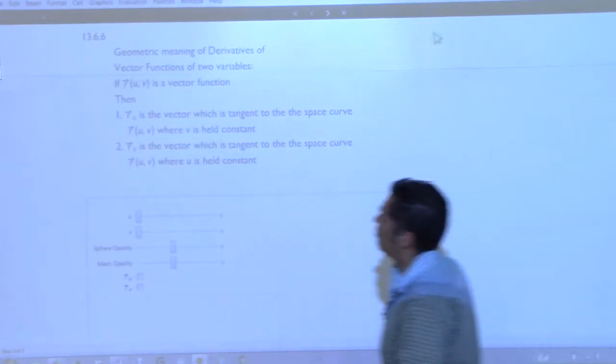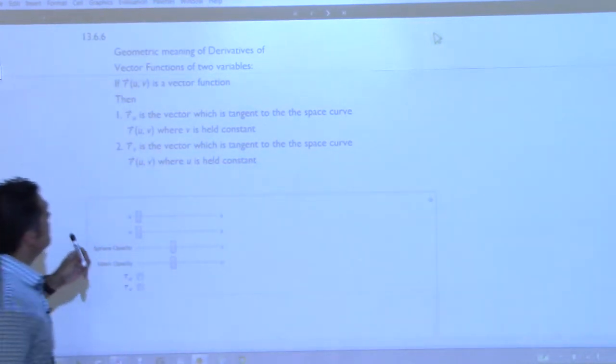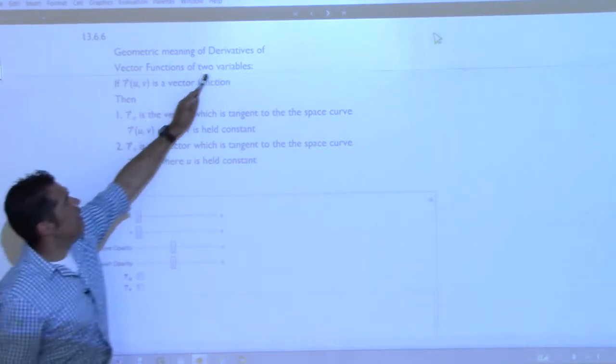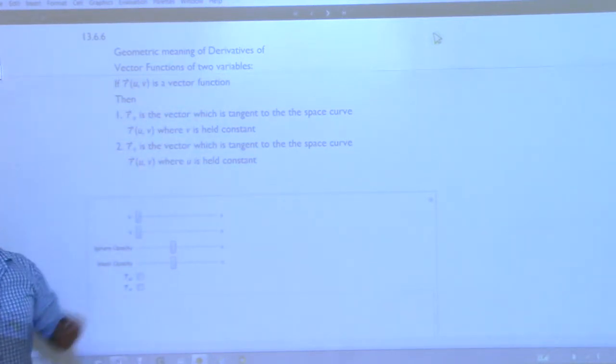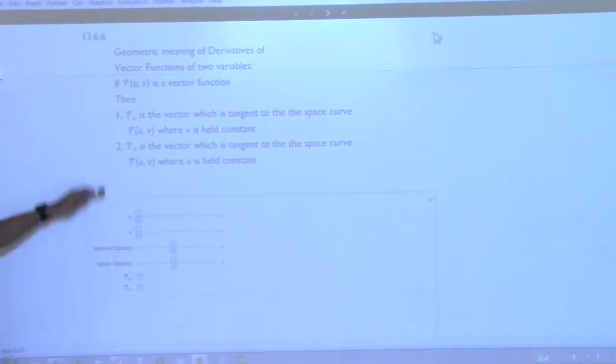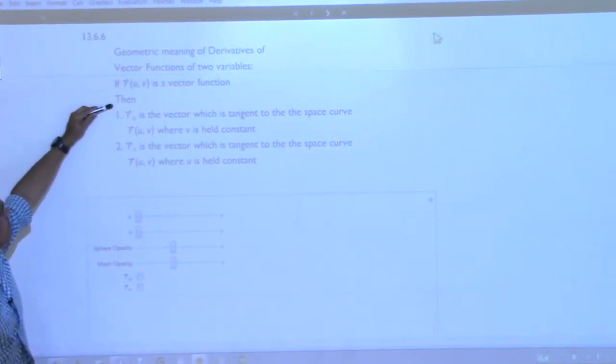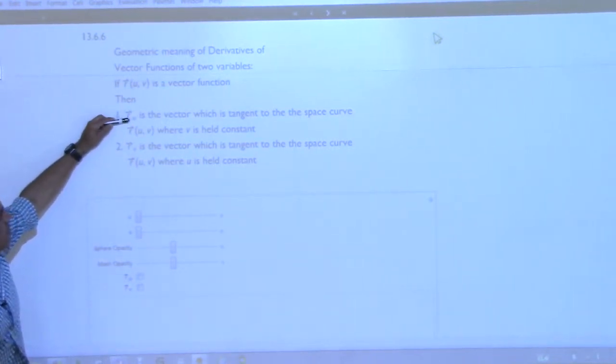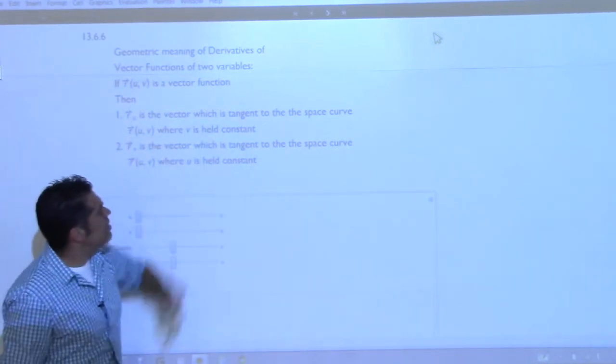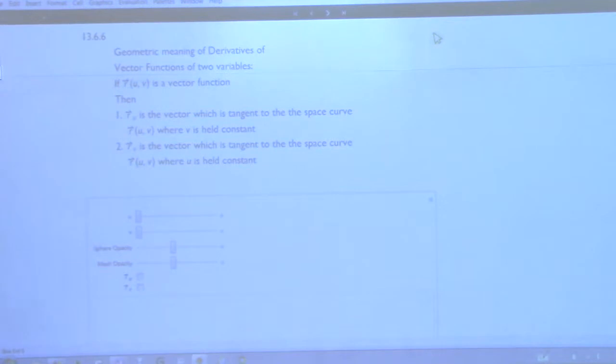Okay. So what about with these surfaces? What is the geometric meaning of the derivative of a vector function of two variables? Well, since you have two variables, it would only make sense to do the derivative if we hold one of the variables constant, like a partial derivative, right? So this is the notation we're going to use. The vector function r subscript u is the vector which is tangent to the space curve where v is held constant.